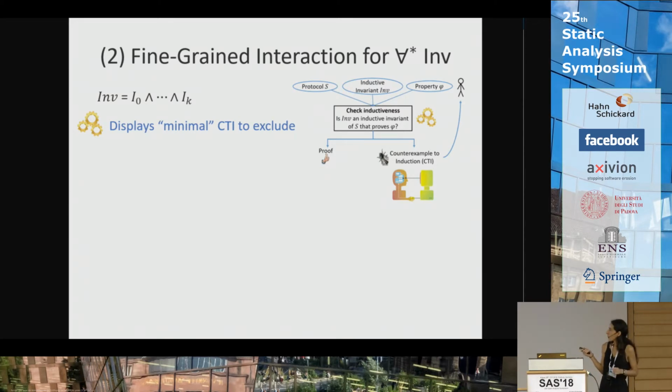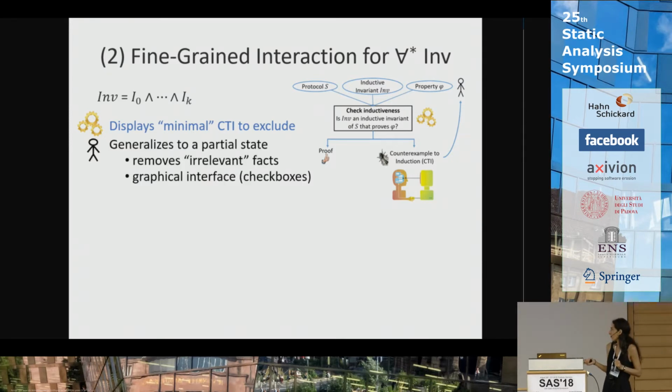And it will display one that is minimal. I don't want to get into that, but the user can specify some metrics based on which to minimize the counterexample to induction. And again, we can minimize because of the EPR property. So it's something that is reasonable for the user to look at.